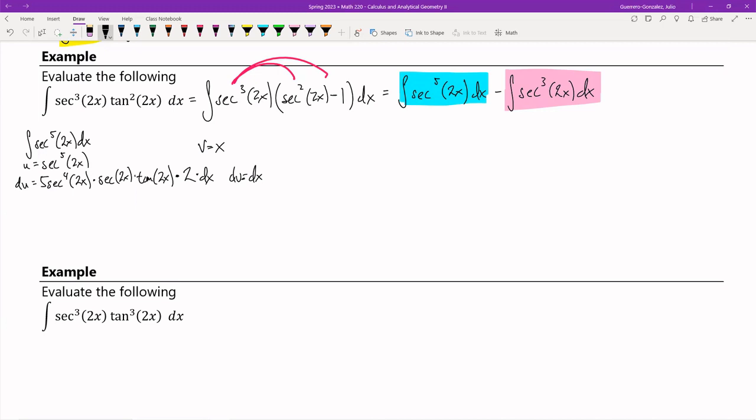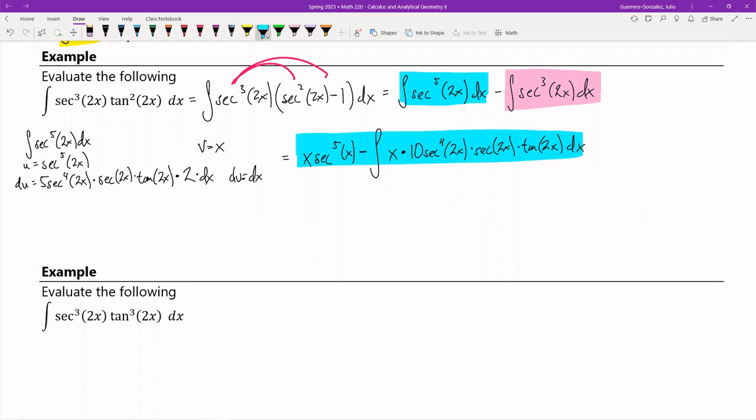But now let's do this integral. It's going to be uv, so x secant to the fifth of 2x, minus the integral of v times du: x times 10 secant to the fourth of 2x times secant of 2x times tangent of 2x dx. Unfortunately, this is going to require another integration by parts in order to do that tail end. It's not pretty. It's not pretty at all.